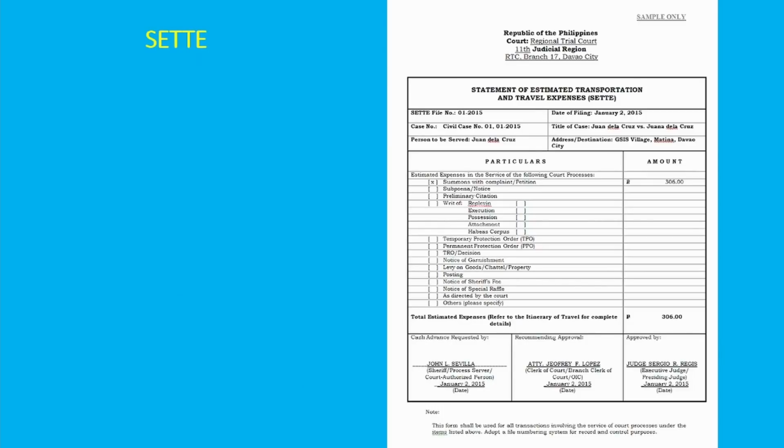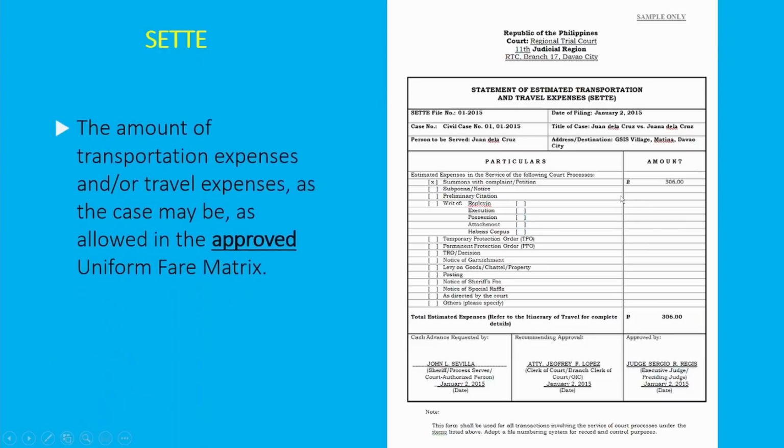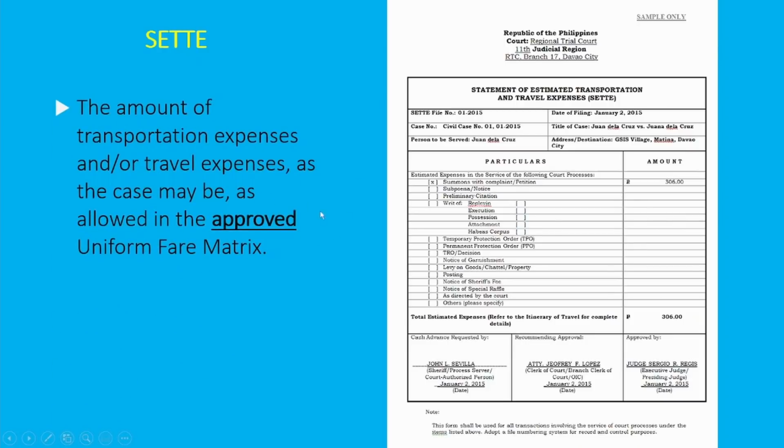Okay? So here is the sample of the SETE. There's the case number, the person to be served, date of filing, title of the case, address or destination, then the court process you're going to serve. And the amount there. The amount should be in consonance with the approved fare matrix. So you should have an approved uniform fare matrix by now.